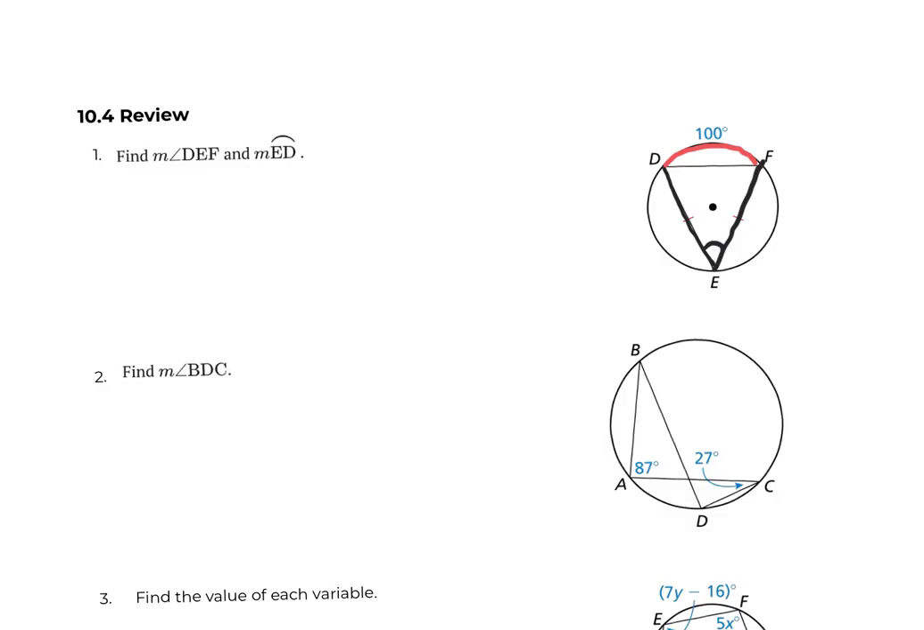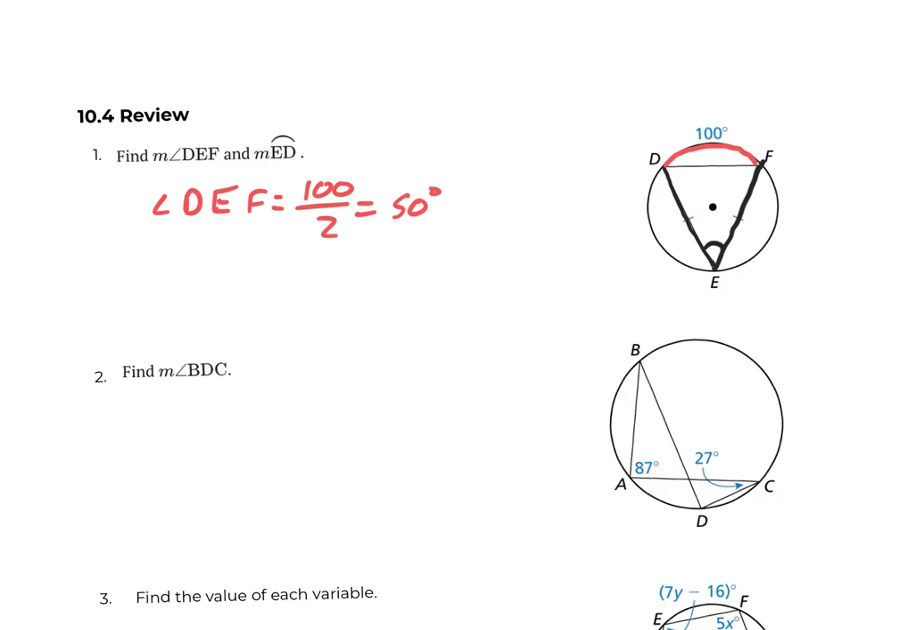What did we say on Friday we have to do to get from the arc back to angle E? Half, you bet, okay? So angle DEF is half of 100. Okay, so that would be 50. That would be this angle right here. Okay, then it's asking for arc ED.